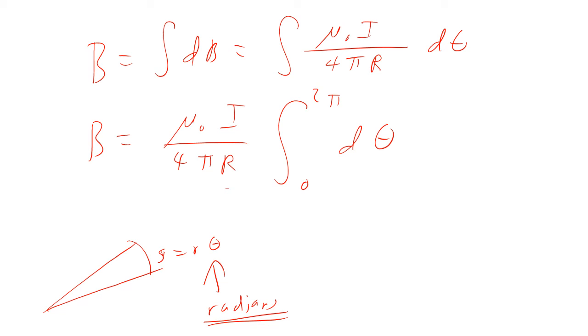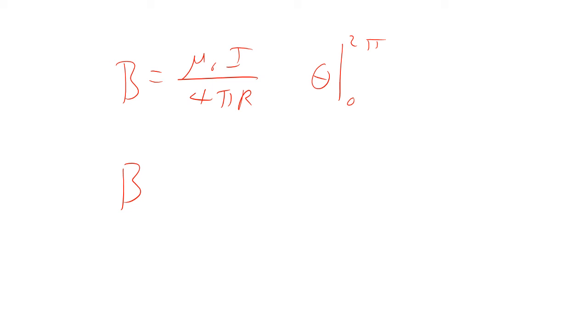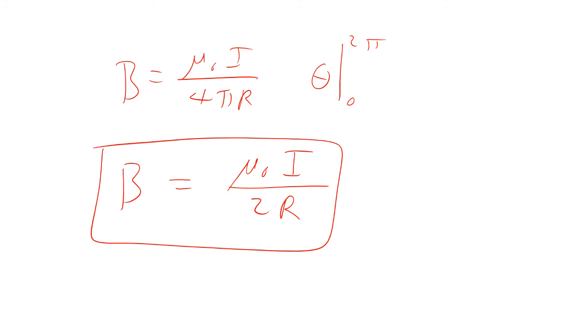Well, it's going to be B equals mu naught I over 4 pi r times theta evaluated at 0 and 2 pi. Well, that's 2 pi minus 0. So that means this is going to be mu naught I over 2r. So that is going to be the magnetic field in the center of that coil of wire.